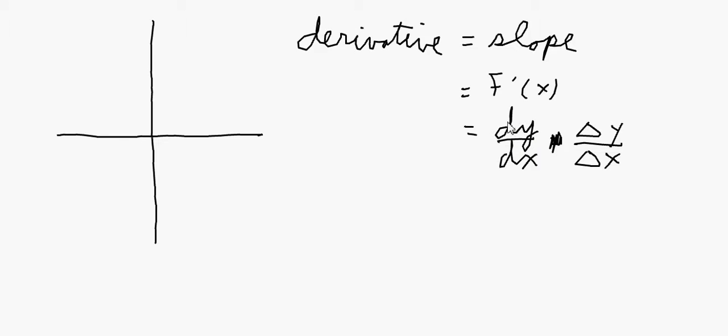The slope's constantly changing. Like if we look at, I don't know, let's do x cubed. X cubed looks something like this. And let's say we want to find the slope here, and we'll say this point is 1. And the y value is also 1, because 1 cubed is 1. All right, so let's say we want to find the slope there.